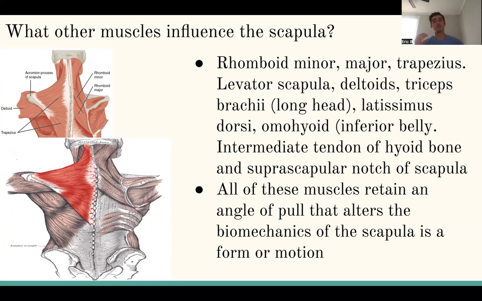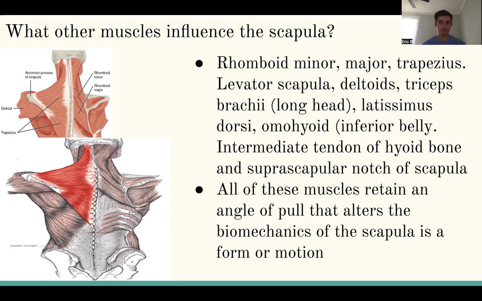Then we also have the deltoids. We have the triceps brachii. We have the latissimus dorsi. And the latissimus dorsi usually originates with the thoracolumbar fascia, and it inserts into the anterior aspect of the humerus. So it helps out a lot with shoulder extension, some internal rotation, some adduction. So think about bringing your wrist into your back pocket.